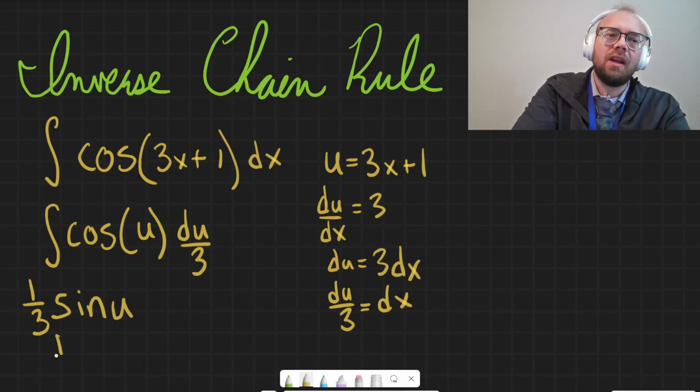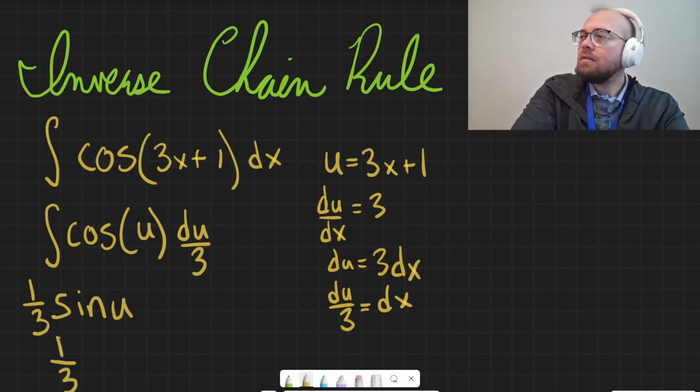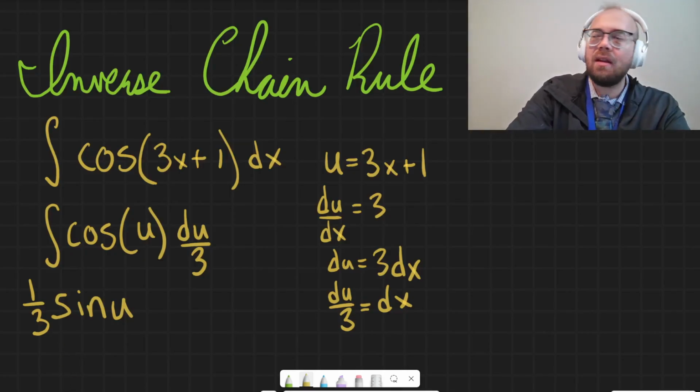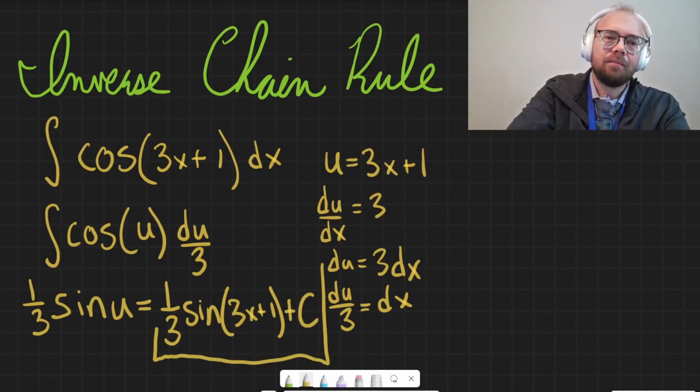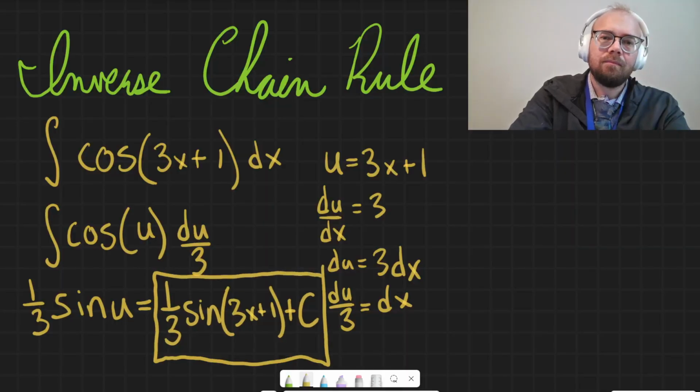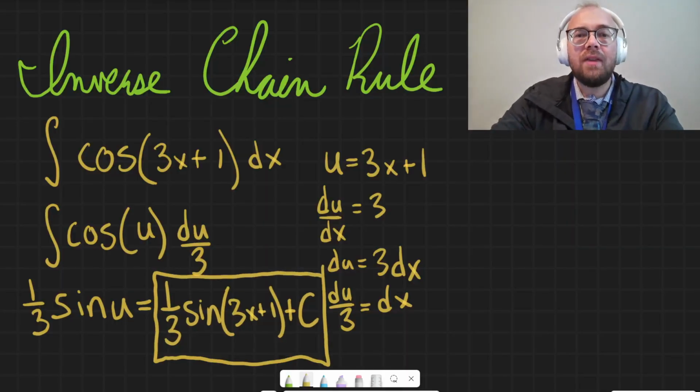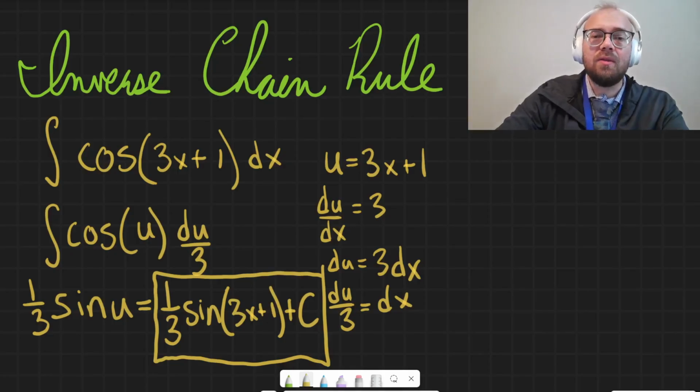Then we would change it back. That's almost getting cut off at the bottom there, so I'm going to write it right next to it instead. So 1/3 sine of 3x plus 1, and then plus c. And there we go. That's what it would look like if we're going to do a u sub.